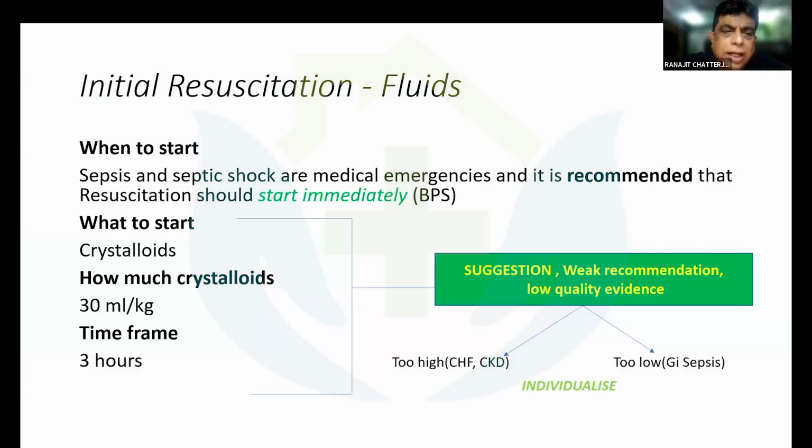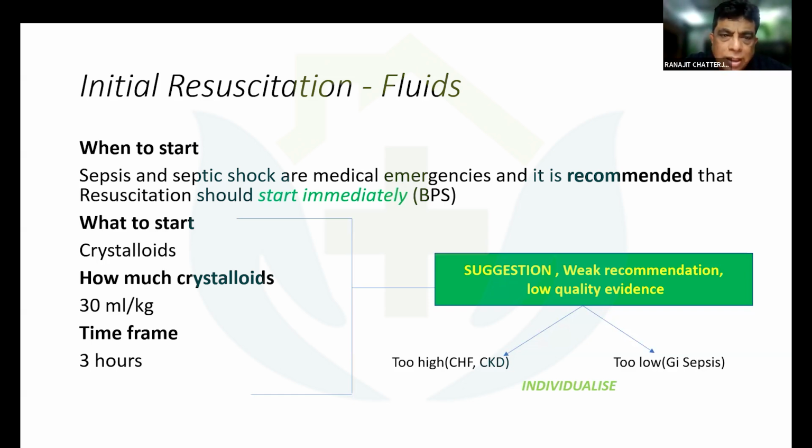So what to start? Crystalloids. Yes, you're right. How much crystalloids? 30 ml per kg. Time frame 3 hours. But this is a weak recommendation with low quality of evidence. It may be too high for patients of CHF or CKD. It may be too low for patients of GI sepsis. I have to individualize. All right?